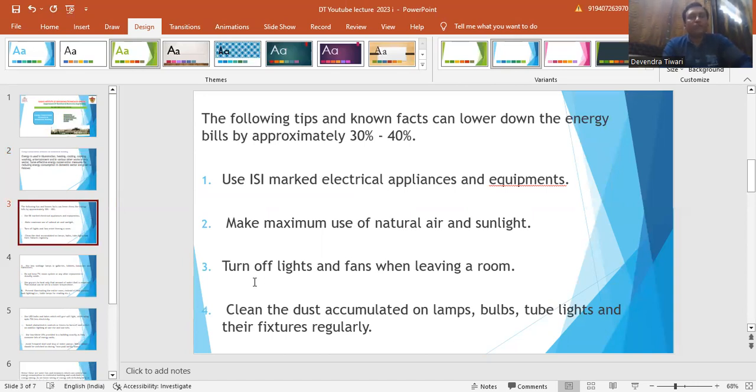Number third is turn off lights and fans when leaving a room. When our work is completed, when we are leaving a room, then we should turn off lights and fans. Number fourth is we should clean the dust accumulated on lamps, bulbs, tube lights, and their fixtures regularly because it will lower down the illumination. So we should regularly maintain all these things. That means the dust accumulated on lamps, we should clean.